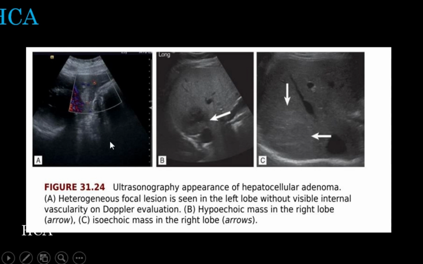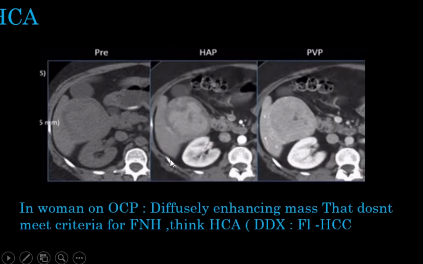It has variable appearance: hyperechoic, hypoechoic, isoechoic. Good. So there could be hyper, could be iso, could be hypo. And that will make our life difficult. It can be hypo, hyper, or iso. So it can be anything. In pre-contrast, it is iso here.